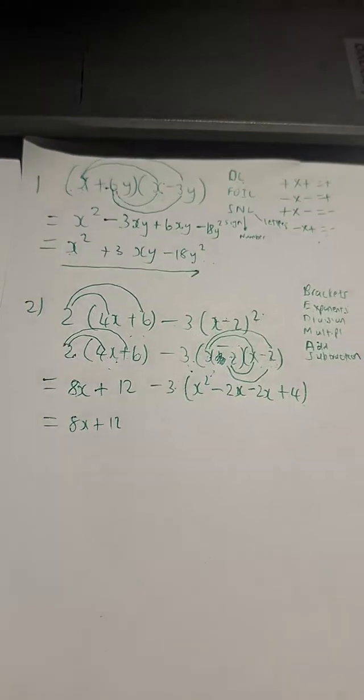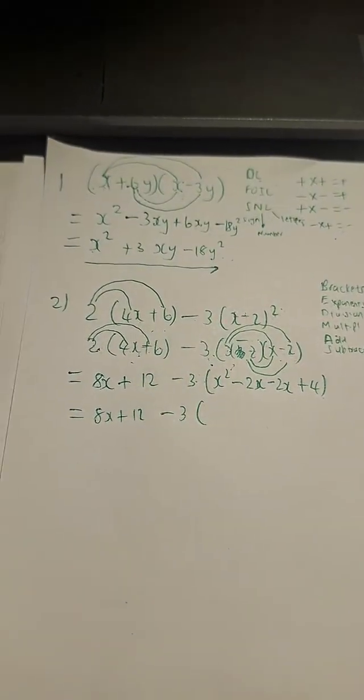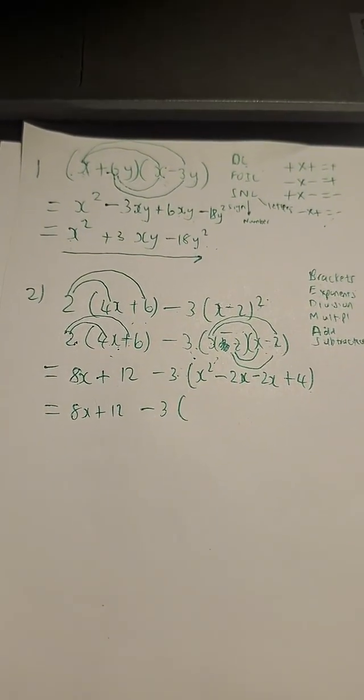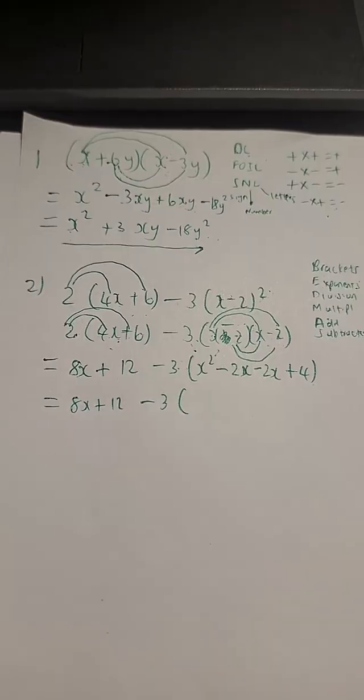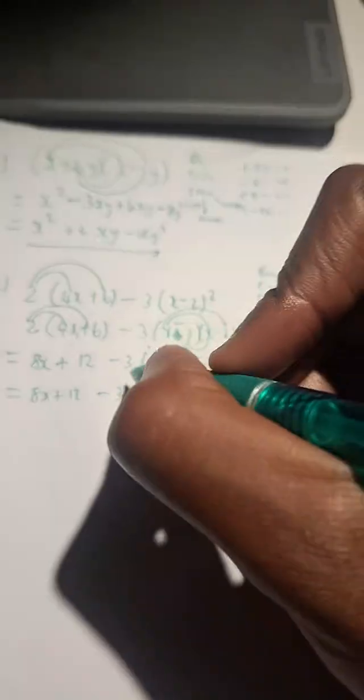8x plus 12, I take it down. Minus 3 still waits patiently outside until it can be allowed to come in and be distributed. For now, we sort out what's in the brackets. We add the like terms inside.